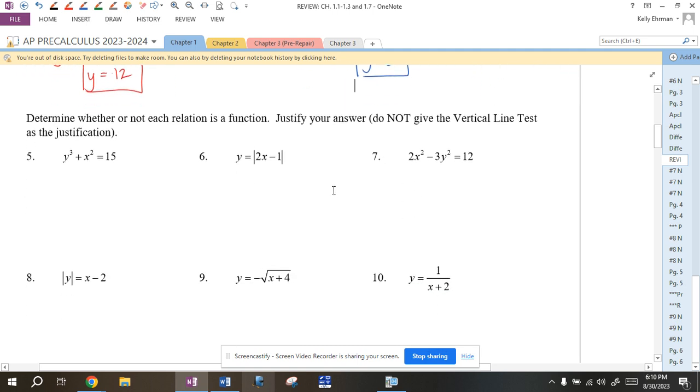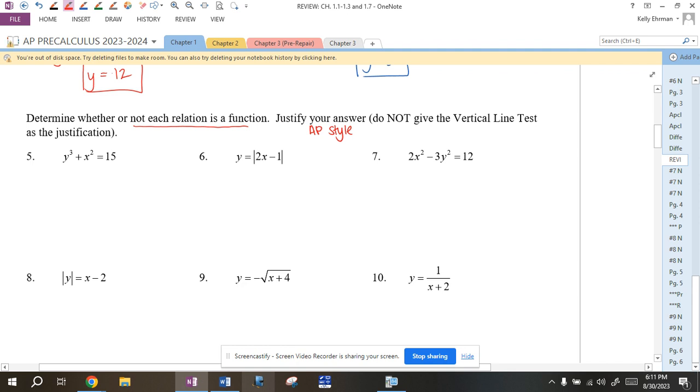Okay, switching gears, determine whether or not each relation is a function. So we're going to say function or not function. Justify your answer. So this is AP style. I talked about this in the notes on Tuesday, that even though we can be thinking about a vertical line test in our head or using that on our paper to kind of help us decide, it can't be our justification if we're answering on the AP test.